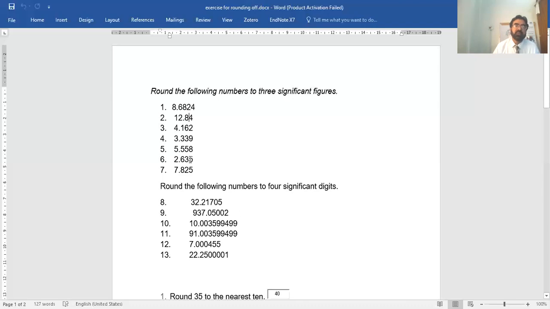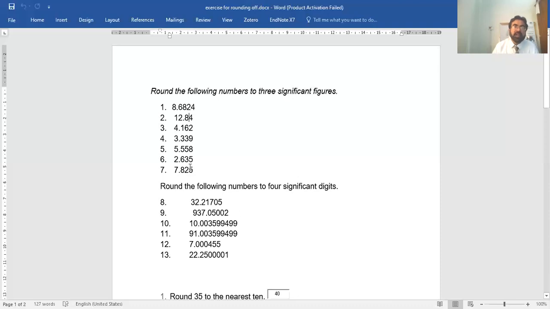2.635. Now you have to delete this 5 and you have to see whether the next digit is an odd number or an even number. Accordingly, if it is an odd number, you have to increase it by 1. If it is an even number, you have to leave it unaltered. So 3 is an odd number. You have to increase it by 1 and delete the 5. So it will become 2.64.